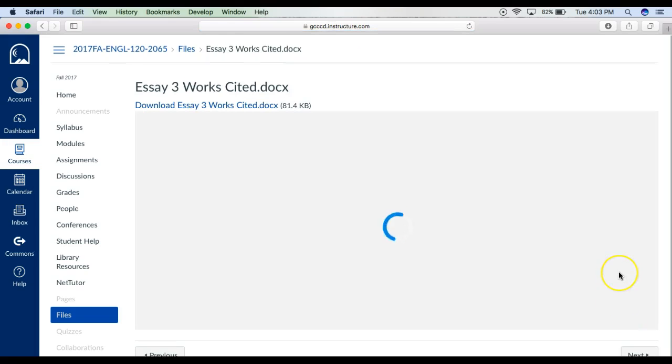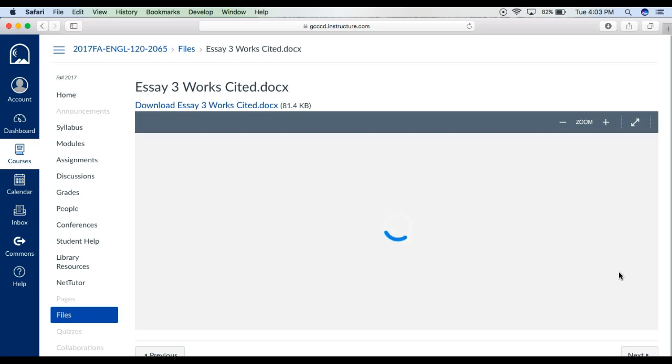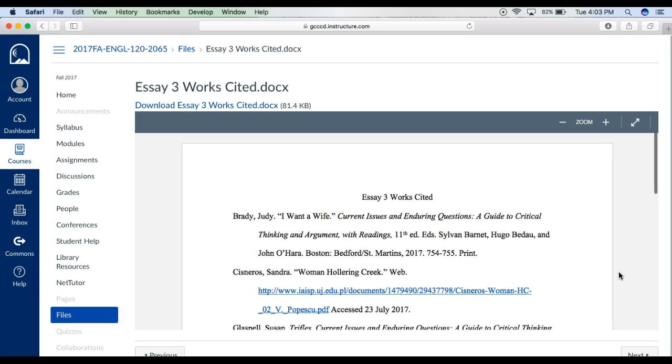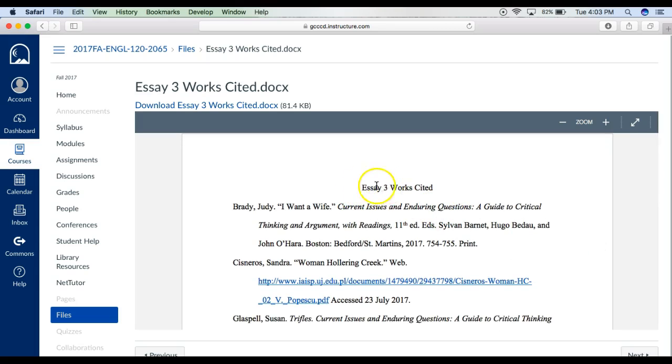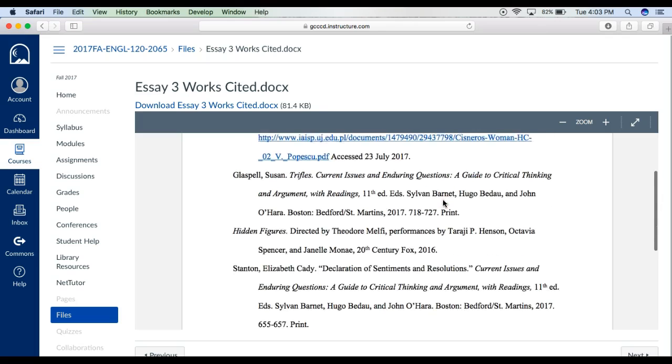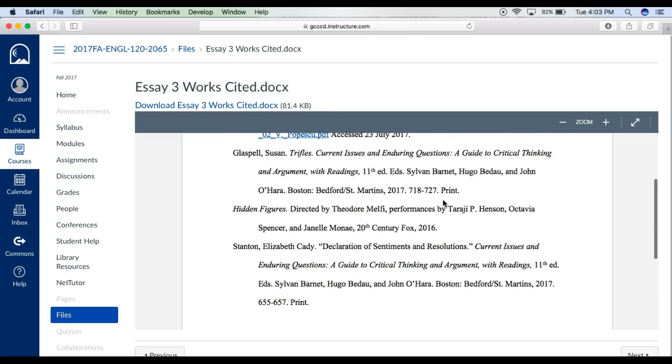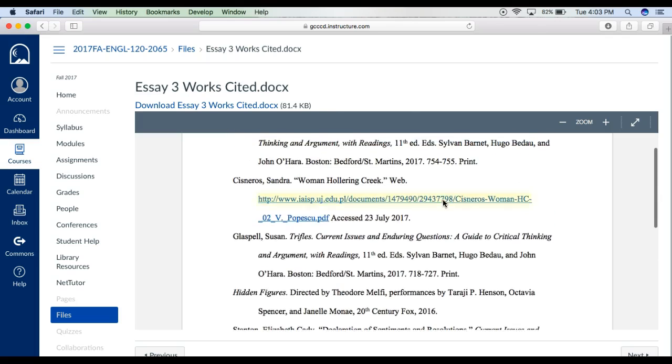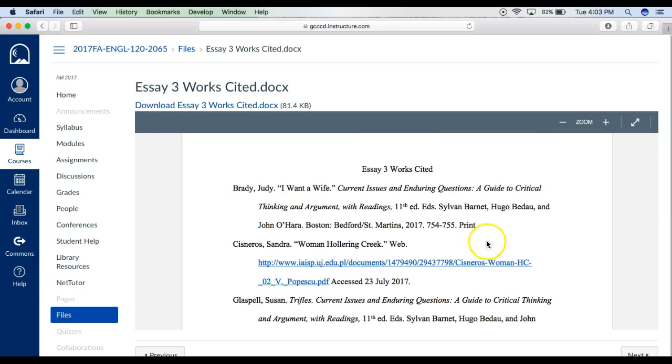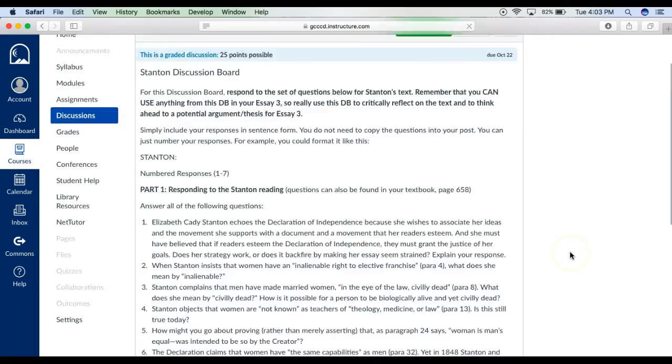And then lastly, for SA3, we have the works cited. So just like last time, all you need to do is download this, delete SA3 when you go to submit your essay. Just make sure it only says works cited, and then copy and paste the sources that you use for your paper. And then if you add any outside sources, just be sure to add those to the works cited.